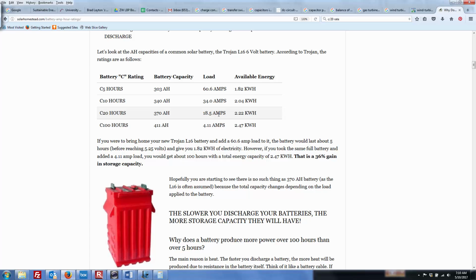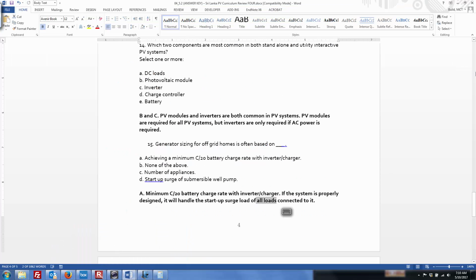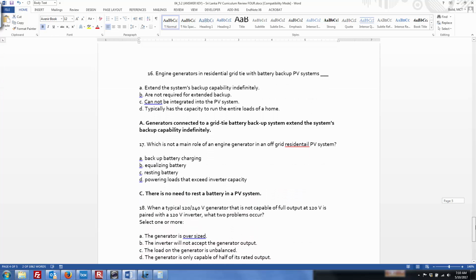This is well, it's only one circuit, but remember you're going to run that for a solid 20 hours, and here's your 2.2 kilowatt hours. That's the amount of energy in that system. All right, so that's what the C20 rating means. I think I've got one more page, and then we'll be done for the day.